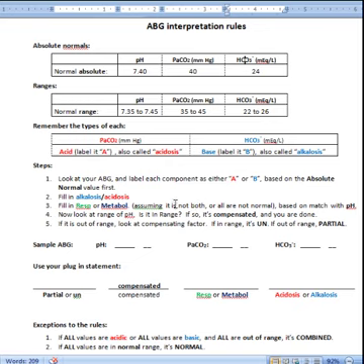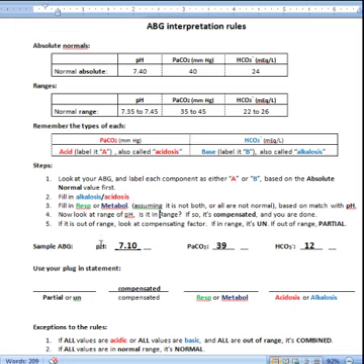So let's try interpreting an actual blood gas. So here's a blood gas, and we're going to follow our rules and first label each component as A or B based on the absolute normal value first. So this is less than a pH of 7.40, so that makes it acidic. So I label that with an A. Now I look at the CO2. The CO2 compared to the absolute normal is slightly less. Since CO2 acts as an acid, more of it would be acidic, less of it would be basic. So that means that this would be labeled with a B.